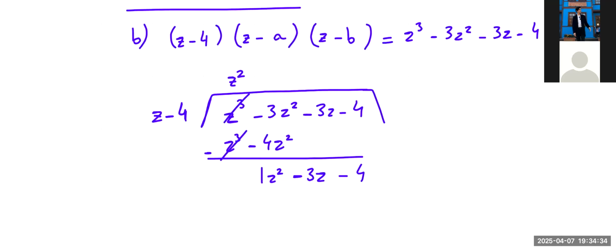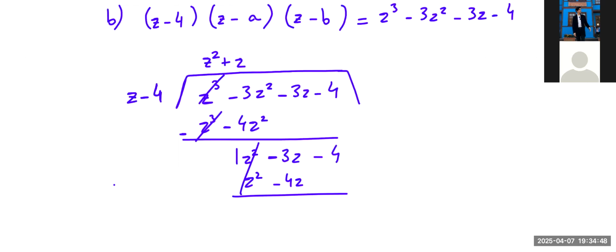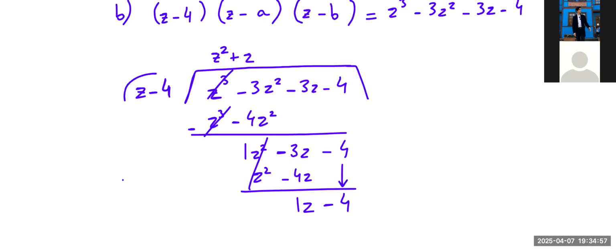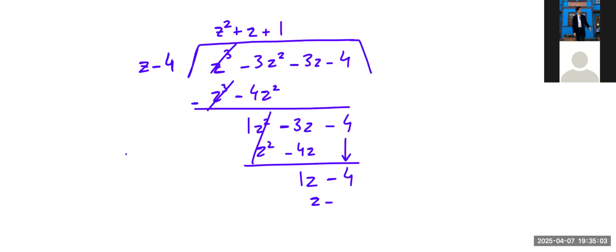So now multiply z minus 4 with something that gives me a z squared over here. That's what I want. Just z, exactly. So I do z squared minus 4z, which leaves me with nothing here, and minus 3z plus 4z, which is just z. The minus 4 comes back down because it didn't really take part in any of that. Finally, what do I multiply z minus 4 with to get z minus 4? Just one. Exactly.